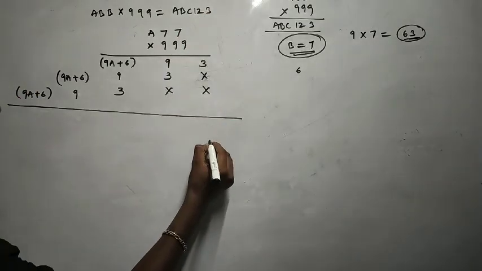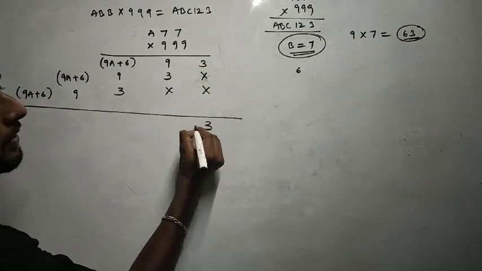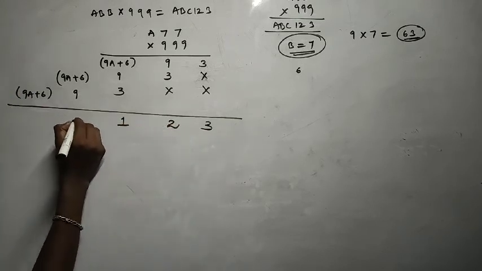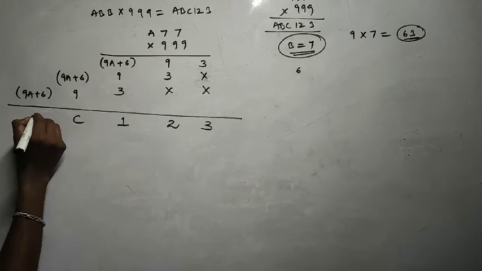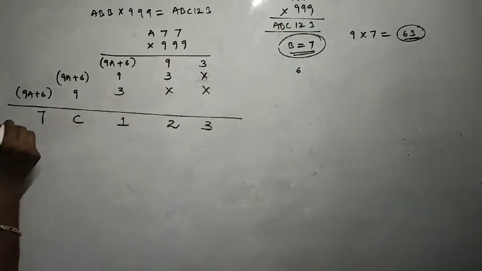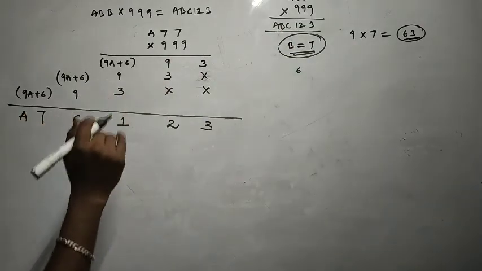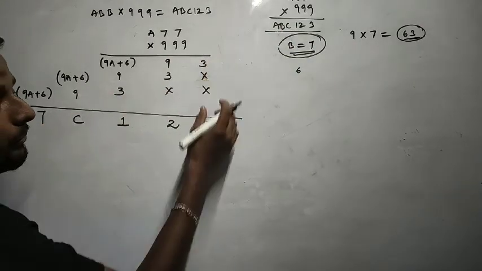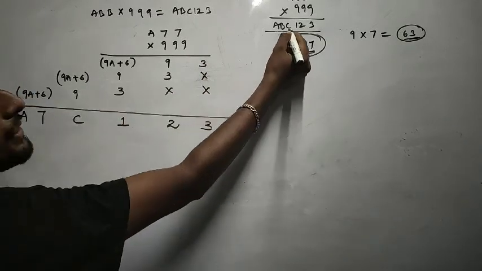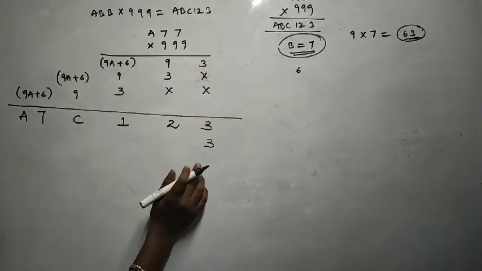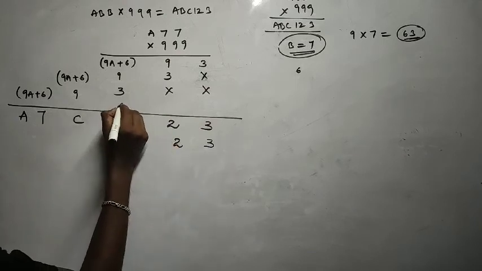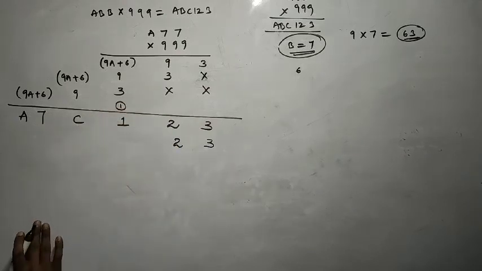But what is the answer? The answer is 3, 2, 1, C, B. B value is 7, am I right? Yes, AB. Look at AB, so A7. Correct? Now let's add it. First I have written the given answer as it is. Now I am going to add. 3 as it is. 9 plus 3 is 12, so 1 carry. Correct?